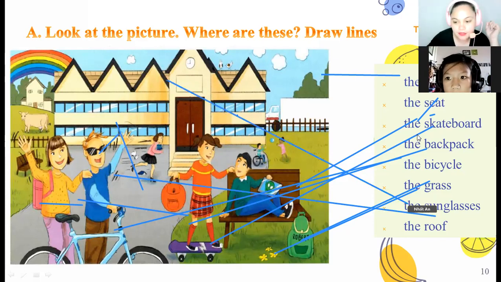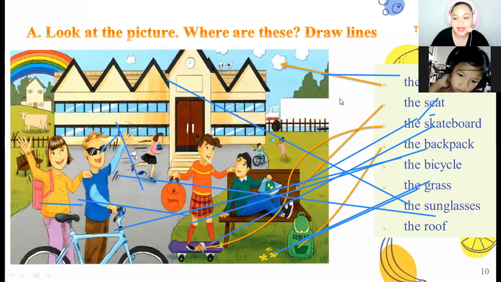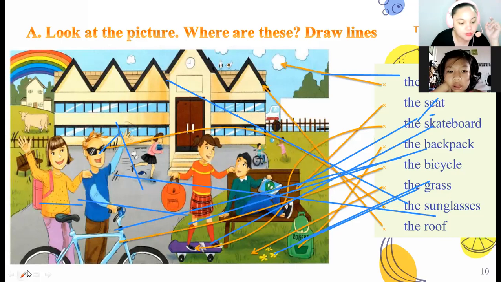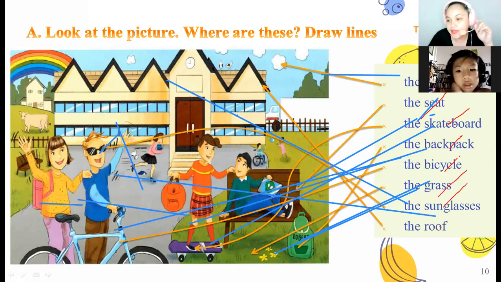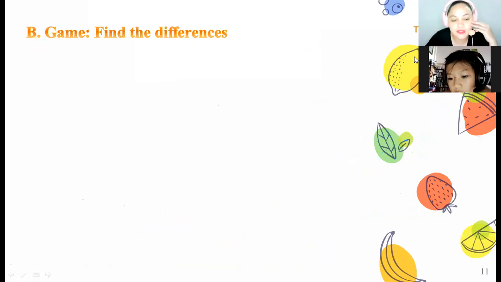Okay, very good. So let us check your answers. So this is the sky, correct? The seat is also correct. This is the skateboard, correct? The backpack, correct also. And it can be the girl's backpack. It can be that pink. The bicycle is correct. The grass. The sunglasses, it's on the boy's eyes. And the last one is the roof. Okay, very good. So 8 points for you, Anna. Good job.